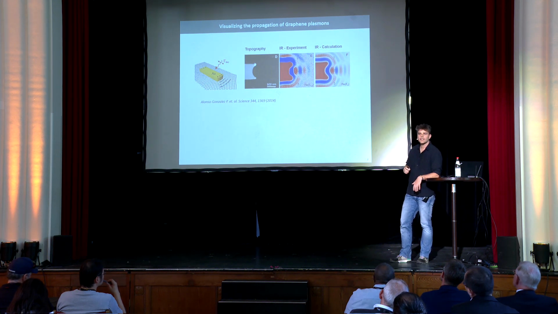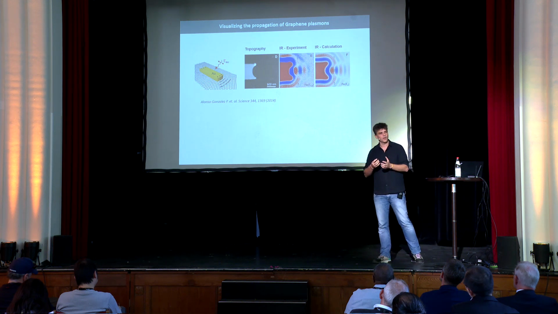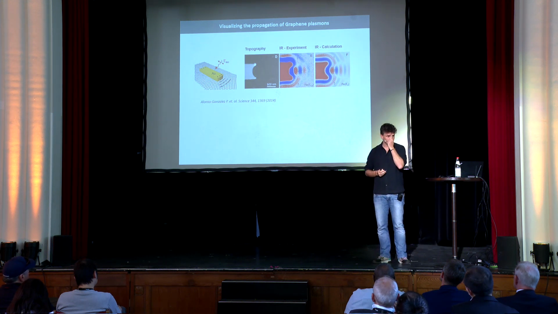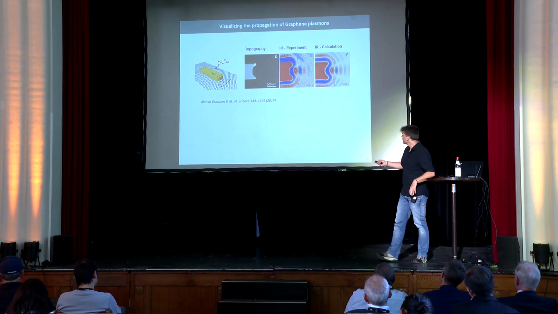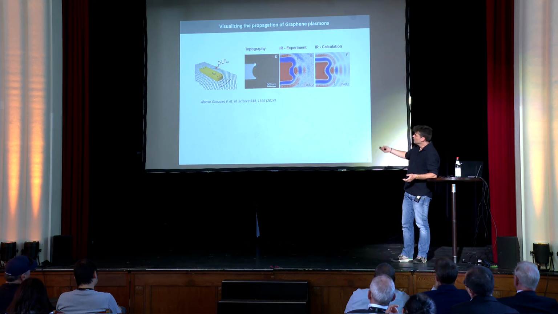The only thing is that the scattering cross-section of the silicon tip is much smaller. So typically, you have one order of magnitude less signal. Okay? But still, you can see graphene plasmons.